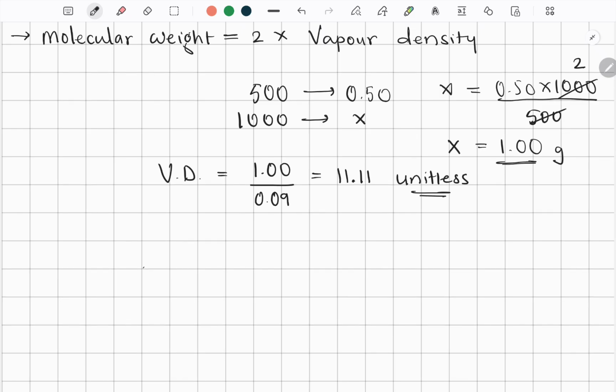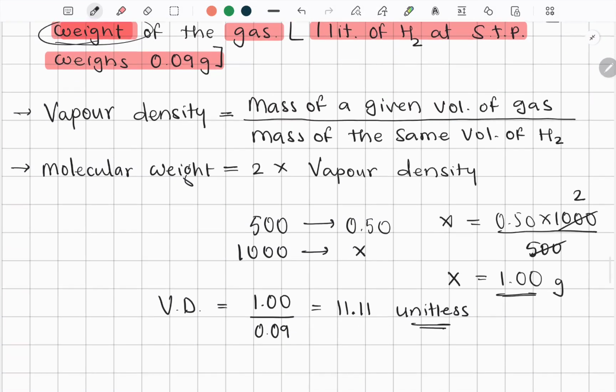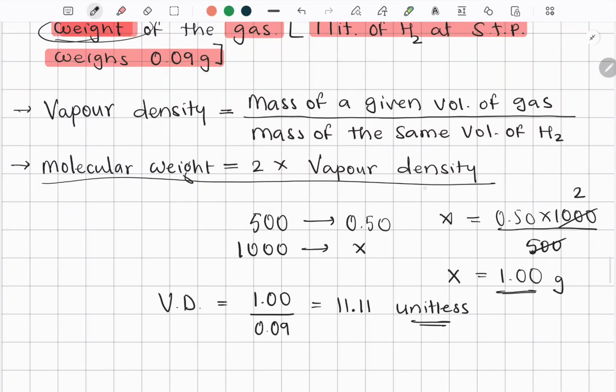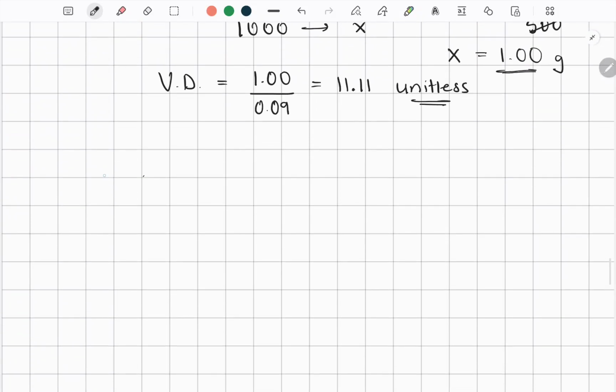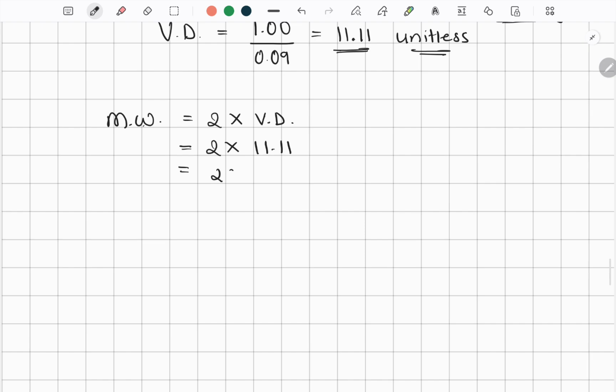Now we have to calculate the molecular weight. The first part is done, which is vapor density. Now it comes to the molecular weight. The formula for the molecular weight is very simple, 2 into vapor density. So let's calculate. Molecular weight is equal to 2 into vapor density. What is the vapor density? We just calculated, it is 11.11. So 2 into 11.11 will give you 22.22. Now it comes to the unit of molecular weight, so we'll put gram.